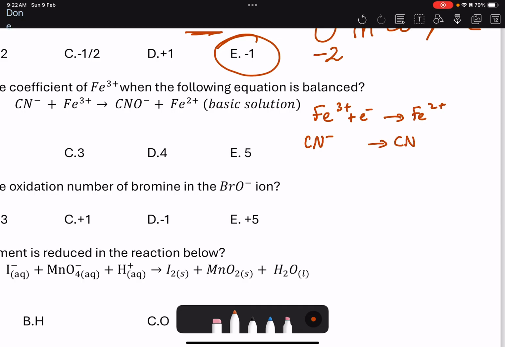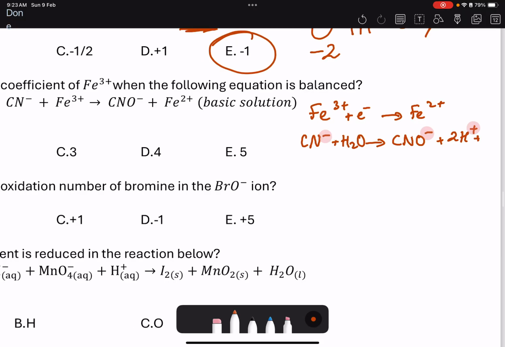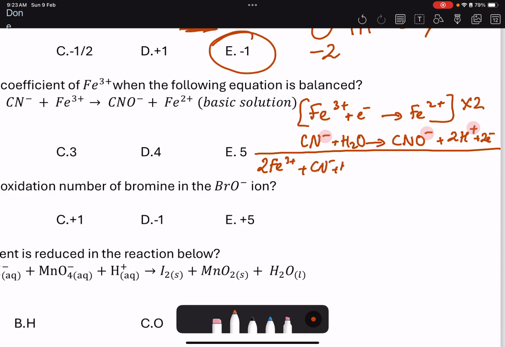CN minus into CNO minus. I need to add 1 oxygen here and I need to balance it with 2 hydrogen plus on the side. Therefore, 1 minus and 2 plus, that's a 1 plus on this side versus 1 minus on this side. The higher side is this one, and I need to drop the charge from 1 plus to 1 minus. Adding 2 electrons will do that. So I'm going to add 2 electrons on this side. And therefore, I need to multiply this equation by 2 in order to balance it. So this is going to be 2Fe3 plus CN minus and H2O giving 2Fe2 plus, CNO minus and 2H plus.